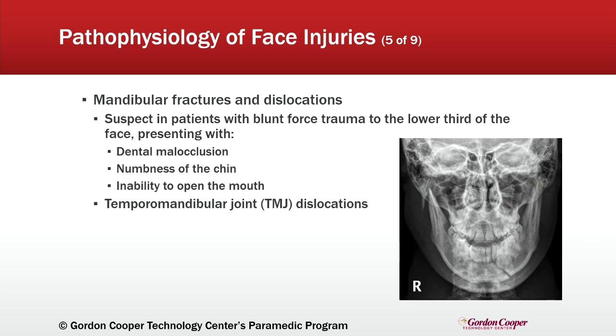Mandibular fractures and dislocations usually result from significant blunt force impact to the lower third of the face. The mandible is often fractured in more than one place, making it unstable to palpation. You should inspect the mandibular joint in patients with a history of blunt force trauma to this area who show dental malocclusion, numbness to the chin, or an inability to open their mouth. Other findings can include swelling, ecchymosis over the fracture site, and partially or completely avulsed teeth.